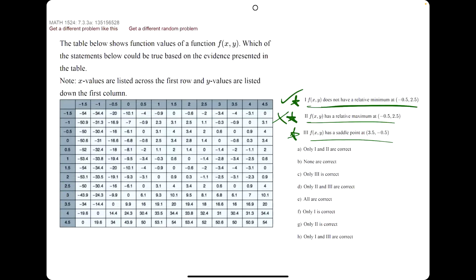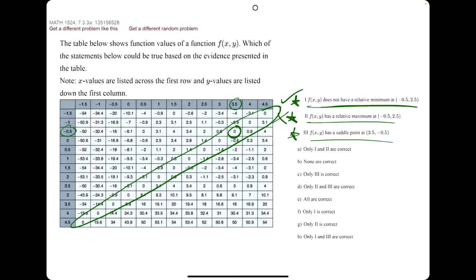Number 3, they say F has a saddle point at (3.5, -0.5). So these values intersect at this 0 here. And how we identify a saddle point is this. We can see this diagonal of zeros across this table. And if the location they send us to lies on a 0 that lies on that diagonal of zeros, then we have found our saddle point.